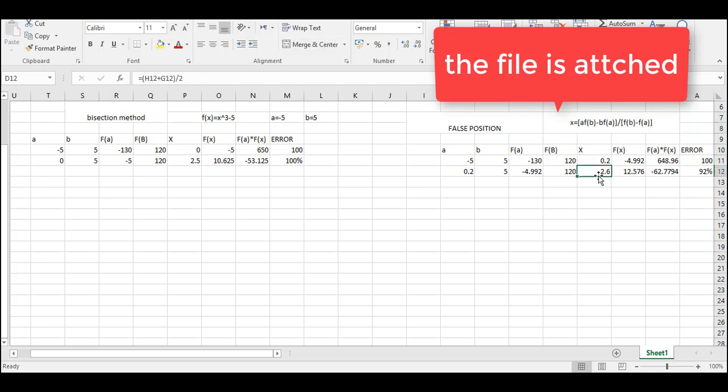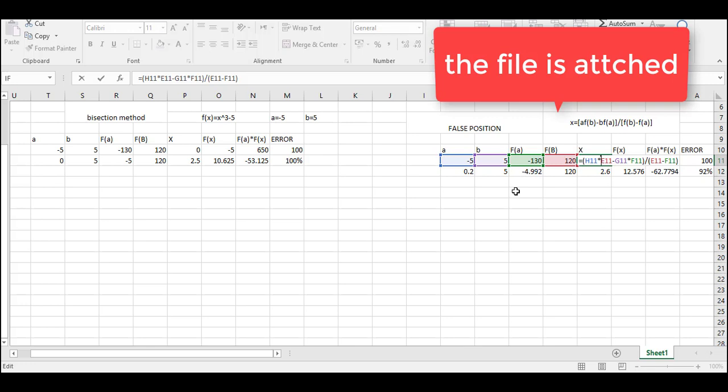As you see here, the value of x equals a multiplied by the function of b, minus the value of b multiplied by the function of a, all divided by the function of b minus the function of a.